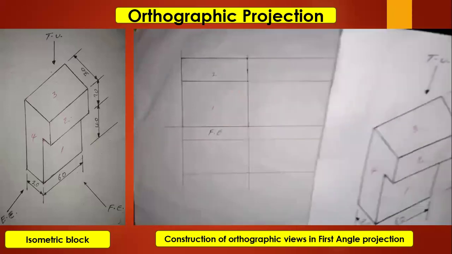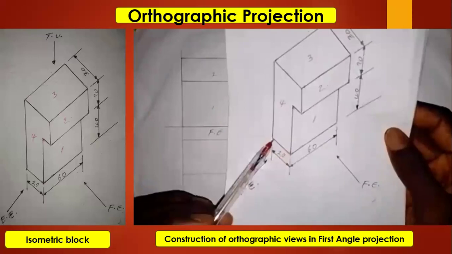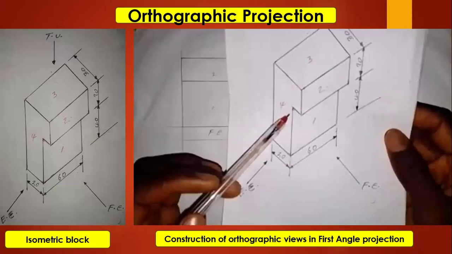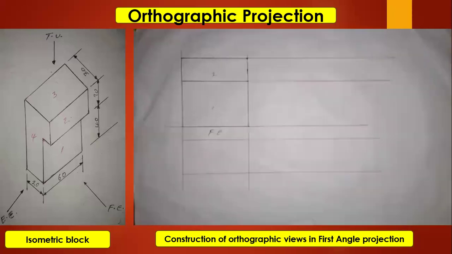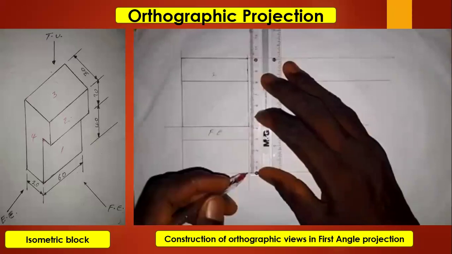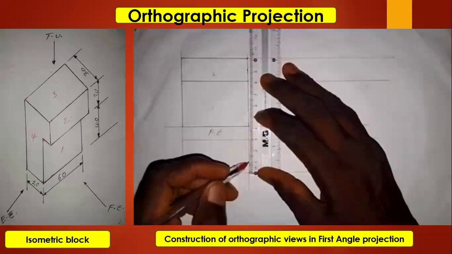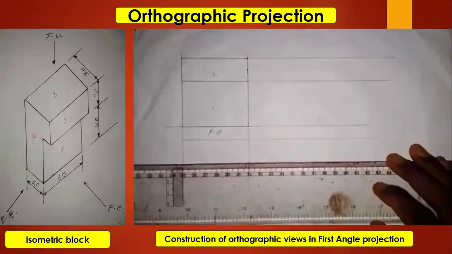If you look at the distance from here to here, it is 20 millimeters or 2 centimeters. And the total distance from here to here is 30 millimeters, which means the distance from here to here is 10 millimeters. So what I'm going to do is take a measurement of 10 millimeters up from this point here. This is 10 millimeters here. Then I'm going to draw a horizontal line like this.